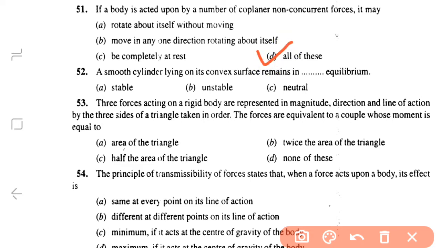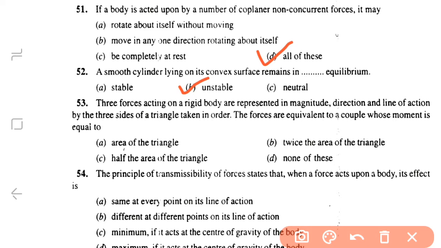Now next is question 52. A smooth cylinder lying on its convex surface remains in dash equilibrium. Here, options are stable, unstable and neutral. The correct option is option B, that is unstable. A smooth cylinder lying on its convex surface remains in unstable equilibrium.